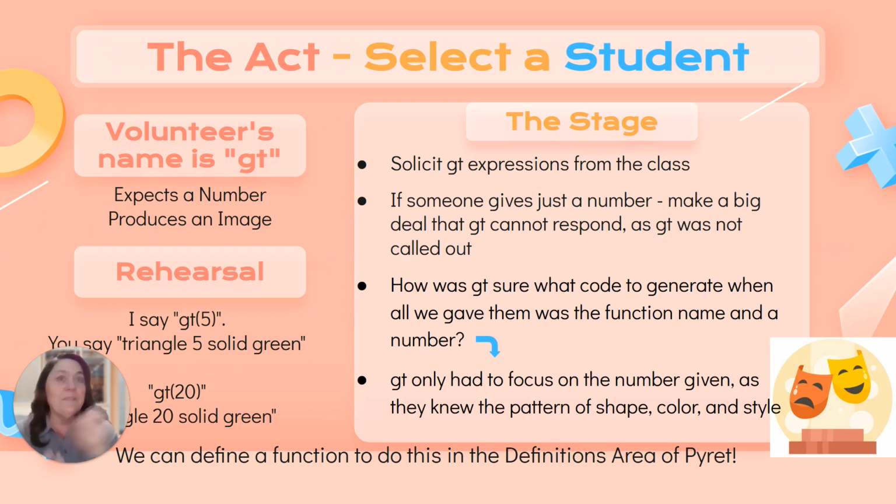Bring up a student to the front of the room and say, your name is now GT. I'm going to give you a number. GT is going to expect a number, and it's important to bring this out. The GT is the function. You're going to expect a number, and what is GT going to produce? GT is going to produce an image. It's going to produce that solid green triangle of that size, of that number that I've given it.